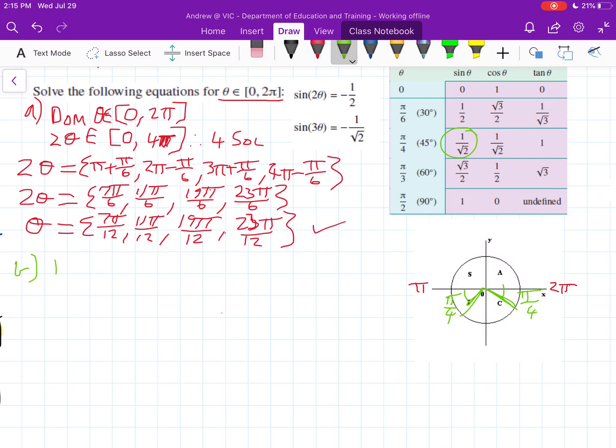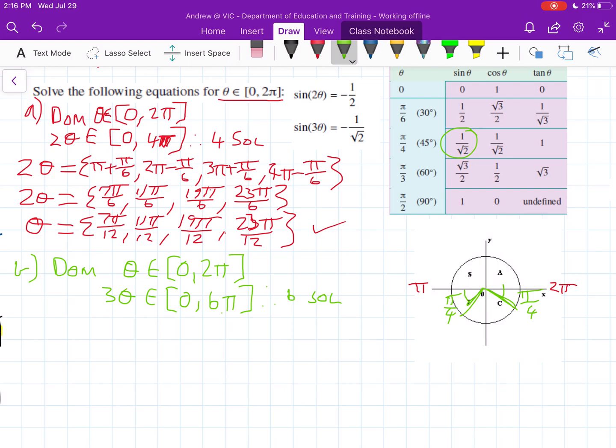We need to look at our domain. Our domain for theta is over 0 and 2 pi. So therefore, when we're looking at our domain of 3 theta, this is going to be over 0 and 6 pi. Okay? So you can just see the difference there. We've multiplied by 3 instead of 2 from our previous example. Because we're going around essentially the circle 3 times, you can imagine that, we're going to have 6 solutions for this one. So we're going to have 6 solutions for this example here.